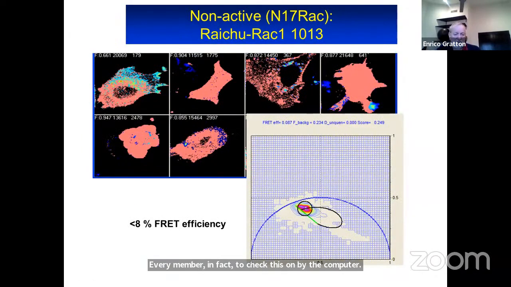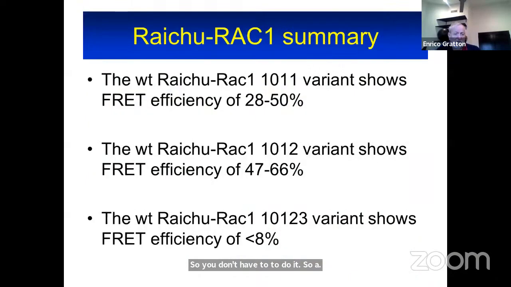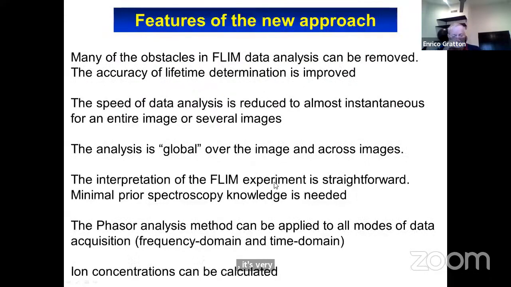So this is an 8% FRET efficiency and so on. So with this particular biosensor, it shows points that have FRET efficiency very high, medium, medium, high, and very low. Okay, so let us see if we can figure out some sort of conclusion.